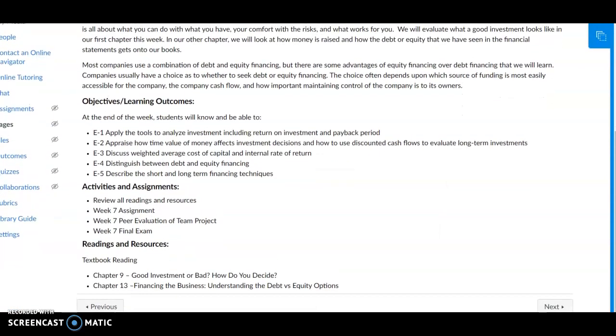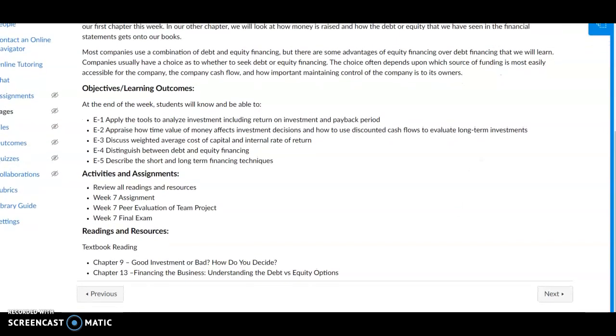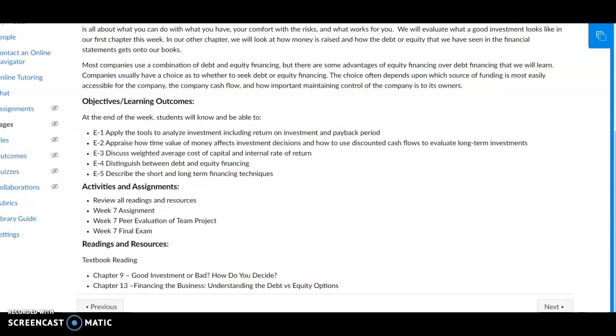This week, we're going to be able to apply the tools to analyze investments using return on investment and payback period. We're going to figure out how time value of money affects our investment decisions and how we can use discounted cash flows to evaluate long-term investments. We're going to look at weighted average cost of capital and internal rate of return. We're going to look at the differences between debt and equity financing, and then describe the short and long-term financing techniques. We do have 3 graded assignments, and we're going to be covering chapters 9 and 13. There are no additional resources for reading or videos, so let's take a look at our first assignment.